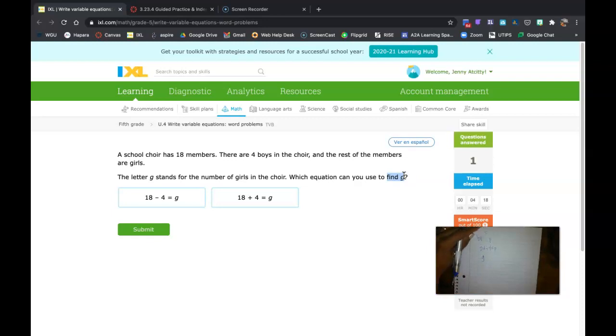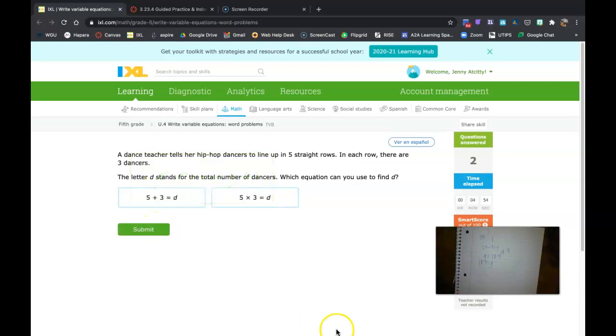So G is going to go on one side of my equal sign. And then I have these numbers 18 and 4. So I have this choir with 18 members and 4 boys, and the rest are girls. That word, the rest, tells me I'm going to subtract. So I could say 18 minus 4. As you can see, I wrote G equals 18 minus 4, but I could switch that around and say 18 minus 4 equals G. And so that leaves me with the first option as my answer.